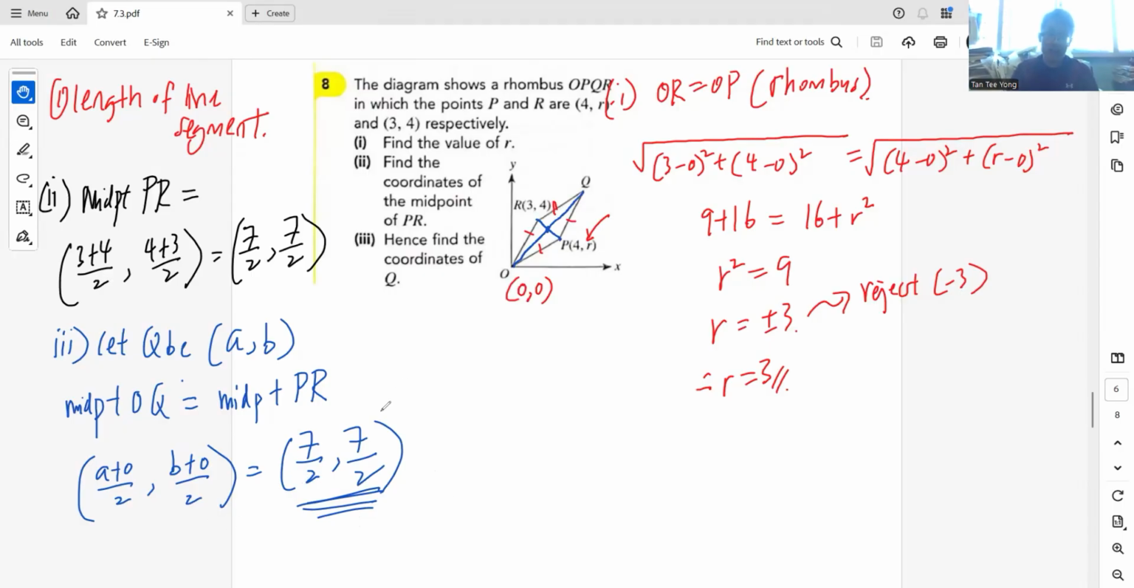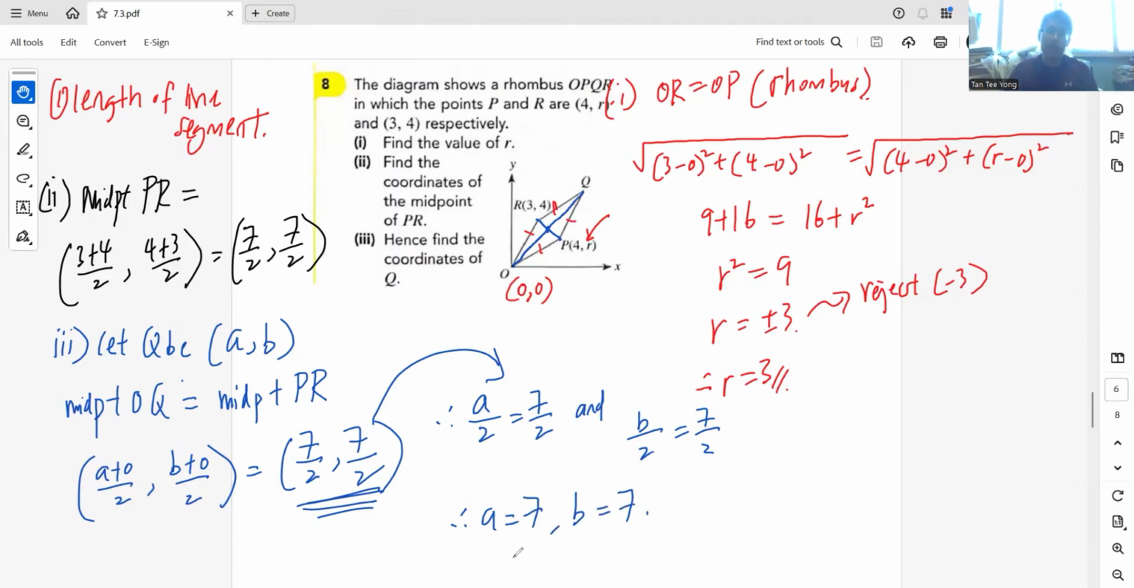Therefore, A over 2 is equal to 7 over 2, and also B over 2 is equal to 7 over 2, right? So my A is 7, and my B is also 7. So I can conclude that my coordinate Q is 7, comma 7. Okay, so this is it for question 8. Pretty simple question. Mainly you need to know the properties of a rhombus and also the formula for the length of a line segment.